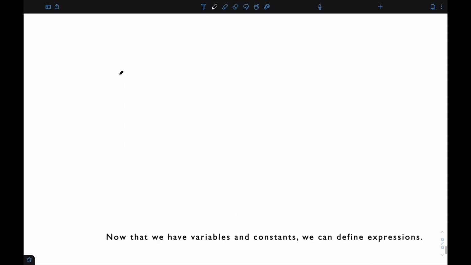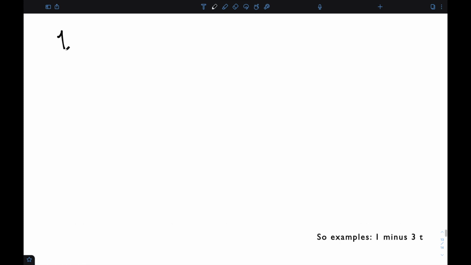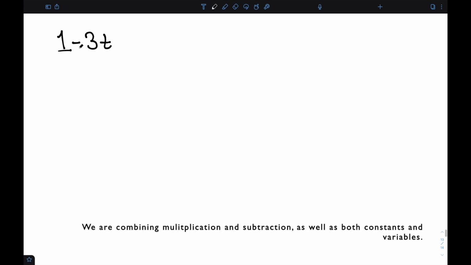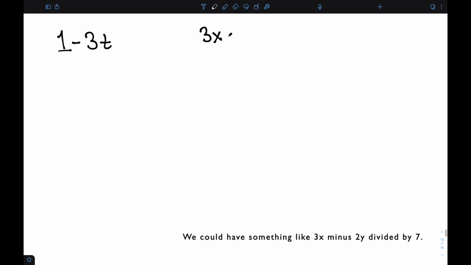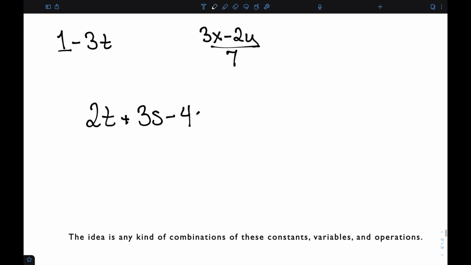Now that we have variables and constants, we can define expressions. And these are going to be any combination of constants, variables, and our operations. So examples, 1 minus 3t. We're combining multiplication and subtraction, as well as both constants and variables. We could have something like 3x minus 2y divided by 7. We could have something like 2t plus 3s minus 4. The idea is any kind of combination of these constants, variables, and operations.